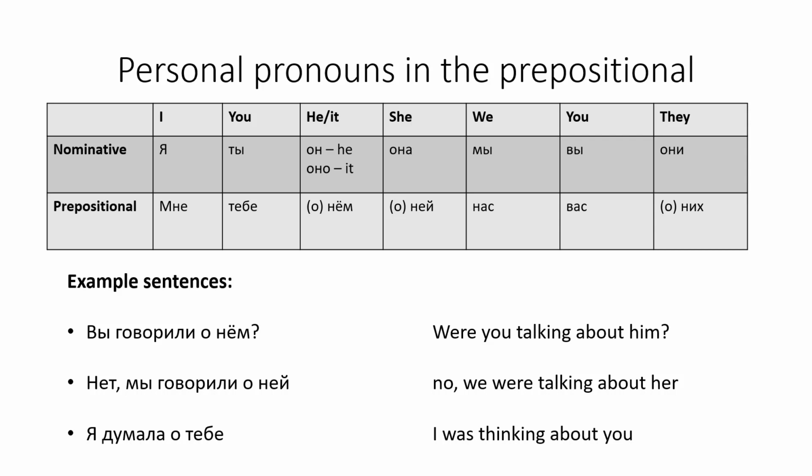So here are some example sentences. Вы говорили о нем. Were you talking about him? Вы говорили о нем. Нет. Мы говорили о ней. We were talking about her. Нет, мы говорили о ней. Я думала о тебе. I was thinking about you.